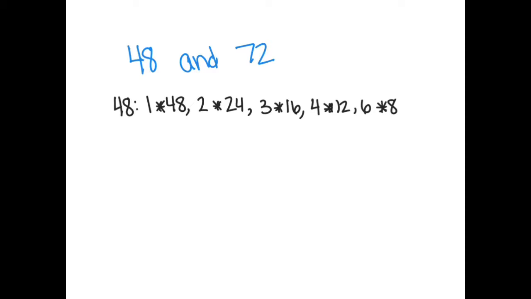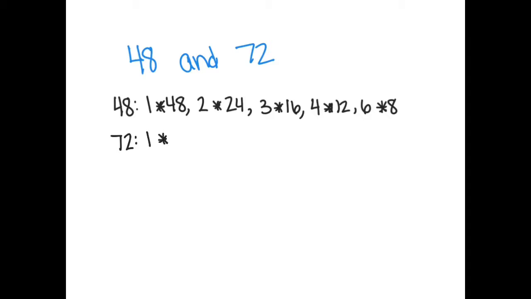7 does not go in, and I know my list is done because I already have 8 times 6 written in my list where 6 times 8 is. So once I get this turnaround point, I can stop with my list and go to my other number. So now I'm going to do 72. And once again, I am going to start with 1.